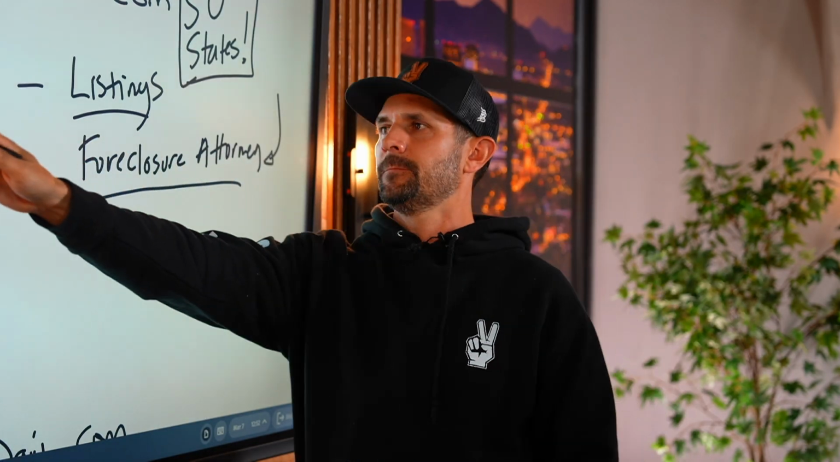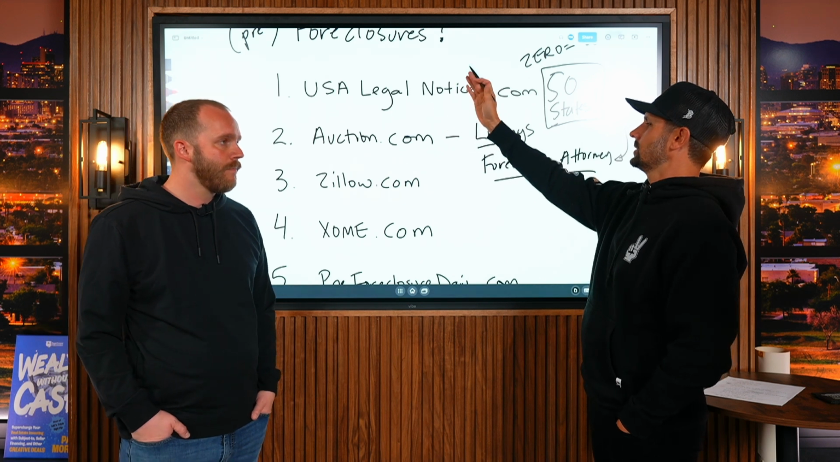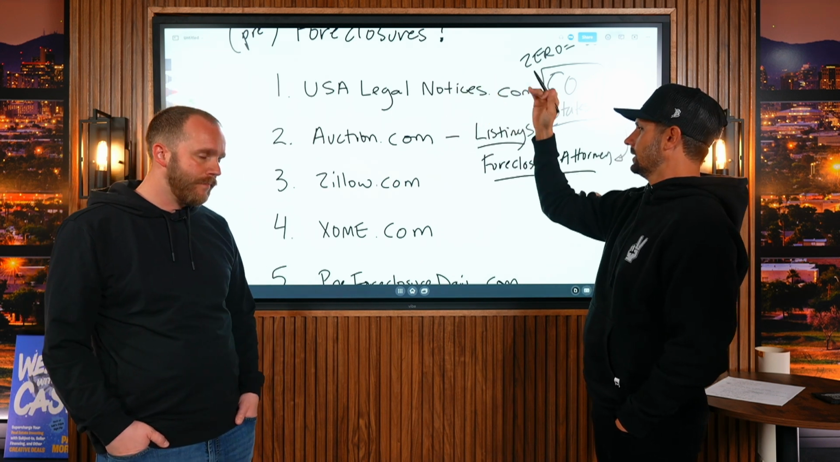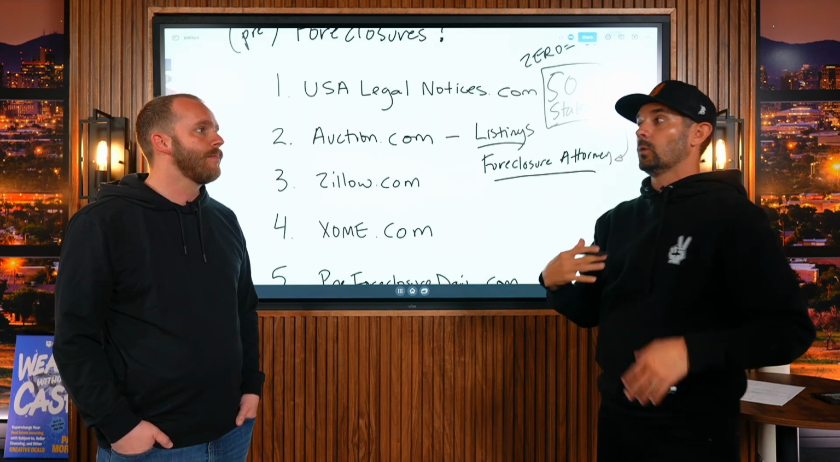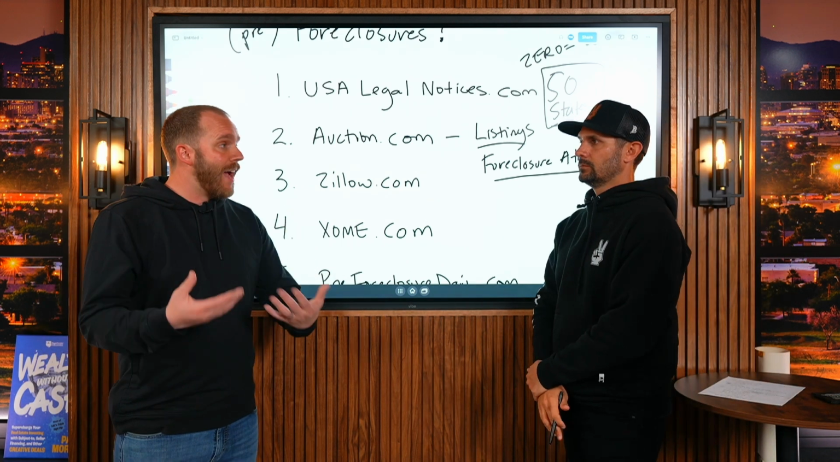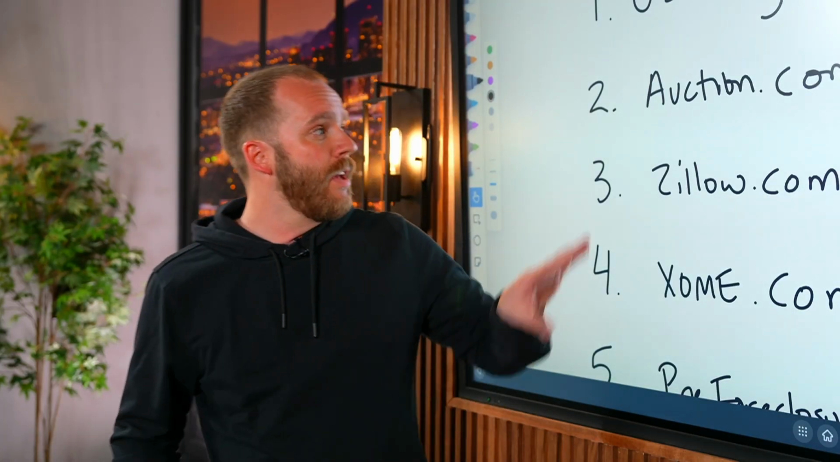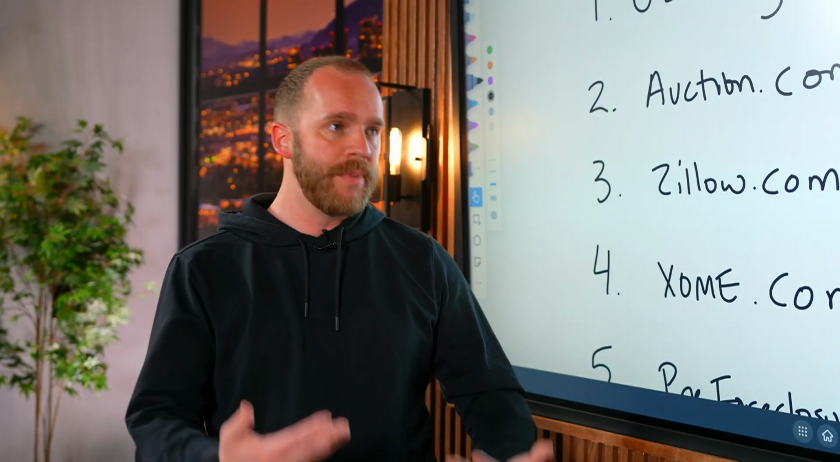What you're telling me is Auction.com is better than USA Legal Notices, not because USA Legal Notices is missing the listings, it's that Auction.com is giving you way more information about that specific house. So legal notices, it's more static. It's just telling you, hey, there's a foreclosure sale, end of conversation. So that way you get the information. Auction.com may have more updated information.